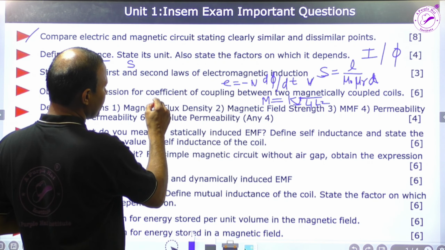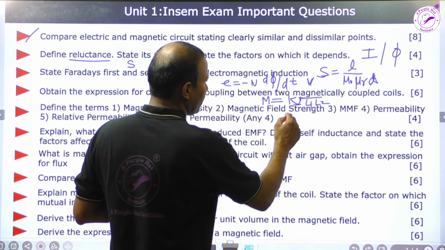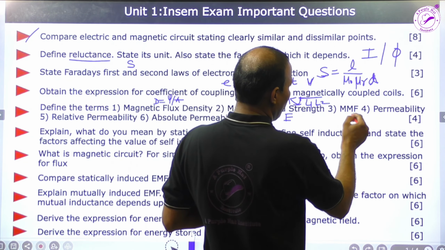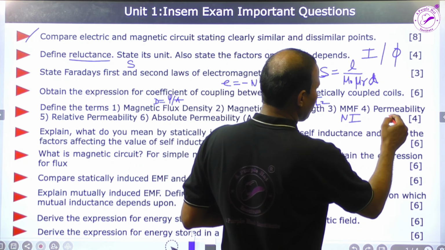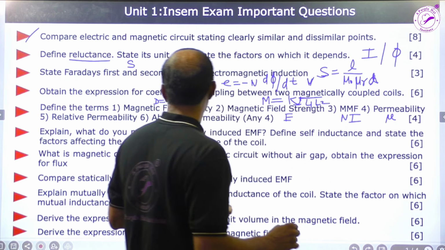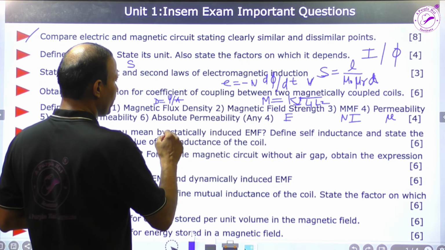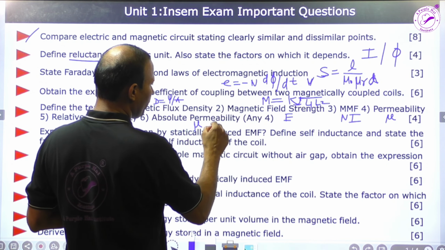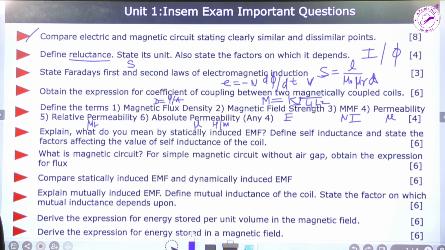Similarly, next question, define the terms: magnetic flux density B, flux per unit area; magnetic field strength H; MMF, the product of number of turns and current; permeability, relative permeability mu r, absolute permeability mu, with henry per meter as unit. These definitions are important, and any 3 or 4 definitions will be available in your question paper.